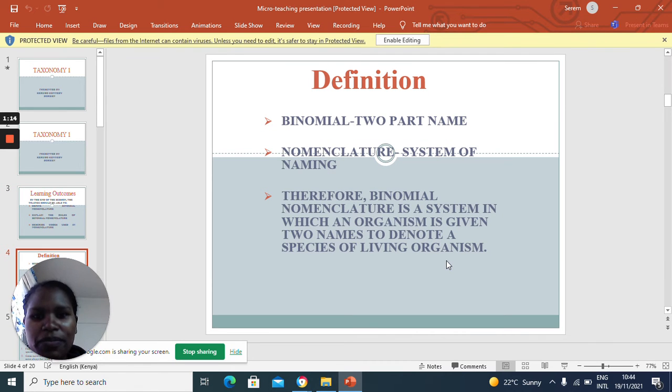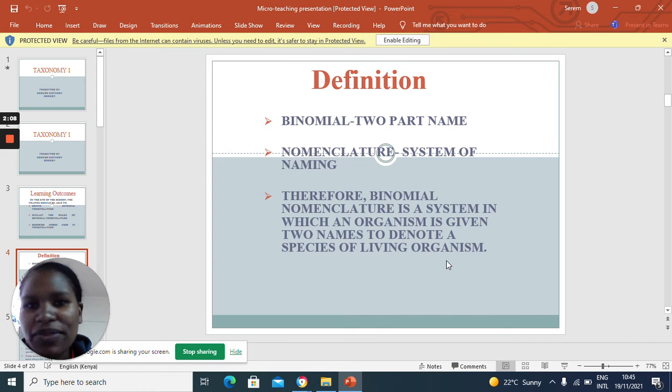Okay, binomial nomenclature. Tell us, what is binomial nomenclature? Wish to get to know if you have come across this word or it's a vocabulary. Yes, let's hear. Any attempt? All right. Binomial nomenclature is a two-word term, that is binomial and nomenclature. Bi means two, and nomial is naming. Therefore, binomial means giving two names, while nomenclature means a system of naming. So when we talk of binomial nomenclature, we mean a system whereby an organism is given two names.